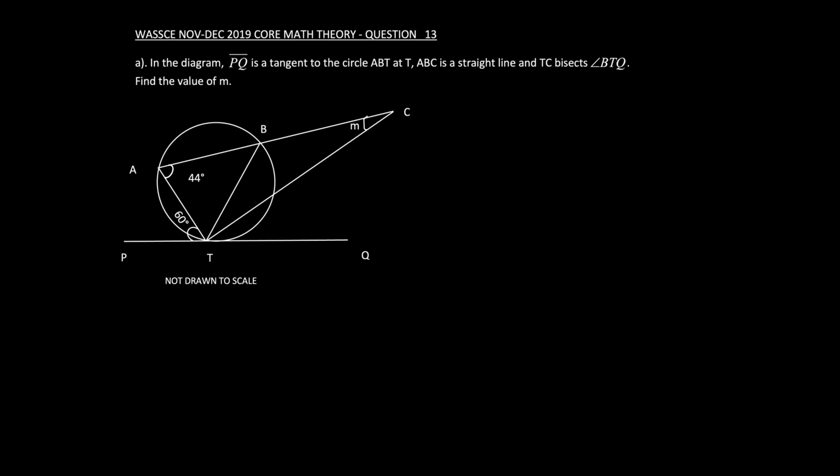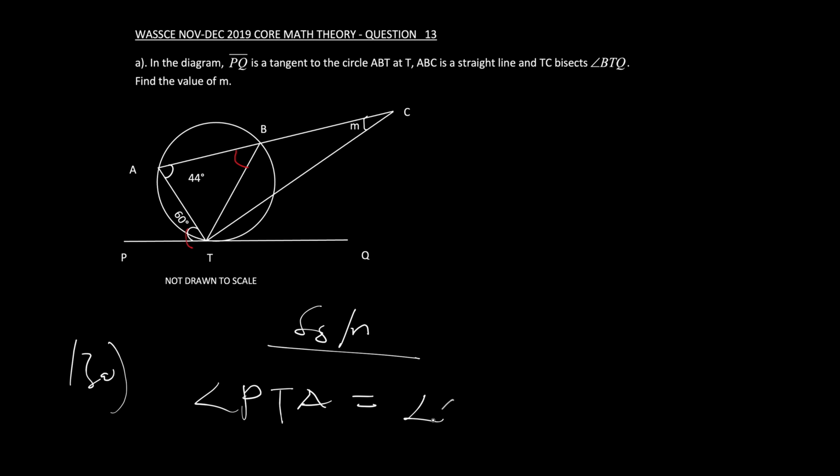So let's begin with the solution for our question 13. Now we know that the angle between a tangent and a chord is equal to the angle in the alternate segment. So angle PTA is equal to angle ABT. So this side and this side are alternate segments. And so we can say that angle PTA is equal to angle ABT, and this is equal to 60 degrees.